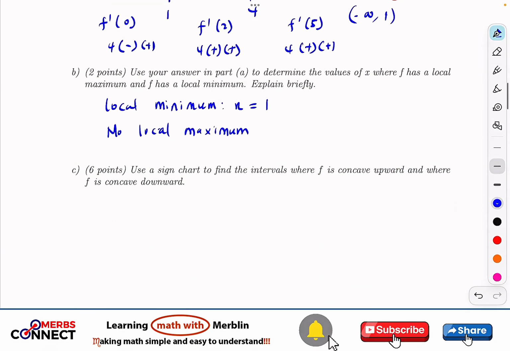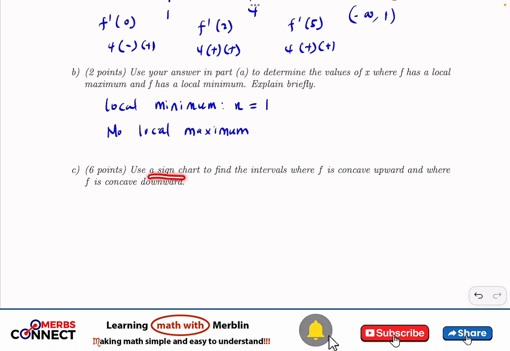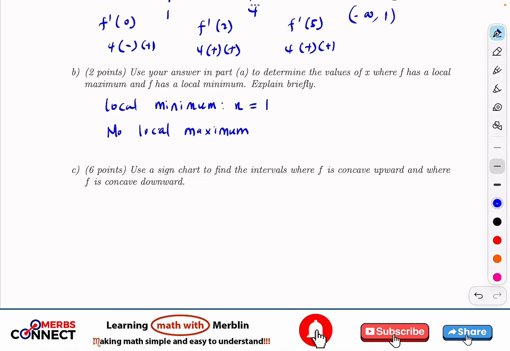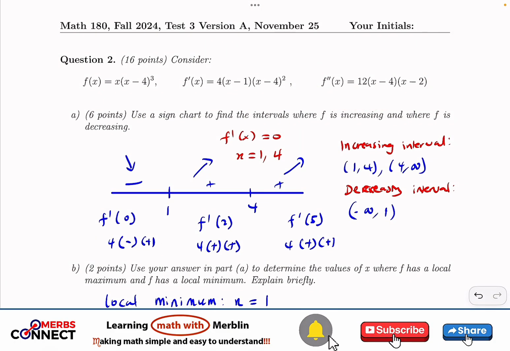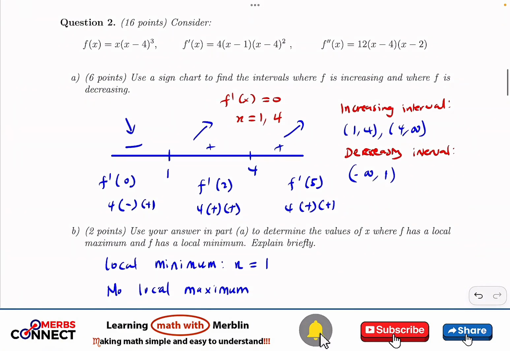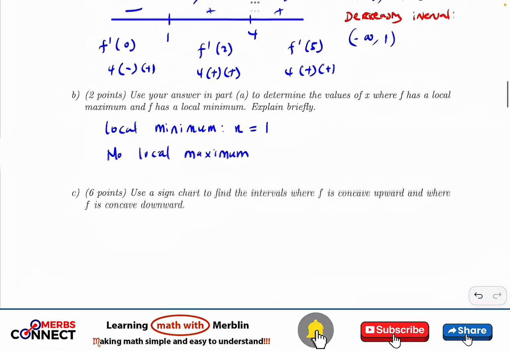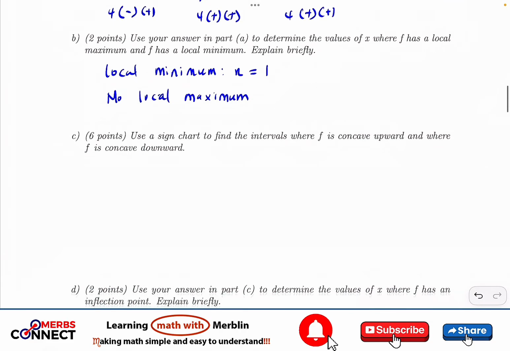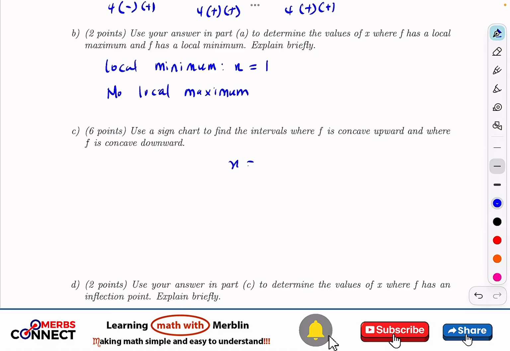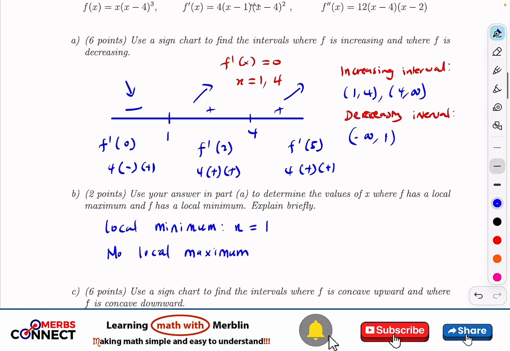Now let's look at the C for question 2. Use sign chart to find the interval where the function is concave up and down. So for concave up and down, we need to use the second derivative test, right? We need to use the second derivative test. So first, for us to draw our sign chart, we need values of x that will make sure that the second derivative is 0. So here when x is 4, this will be 0, and when x is 2, this one too will be 0. So it means that our x value will be x is equal to 2 and 4.